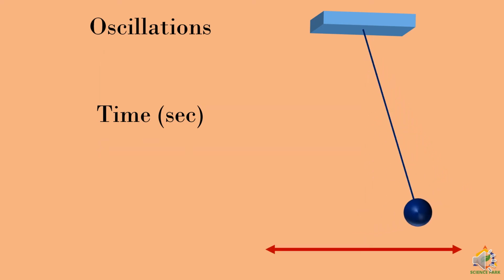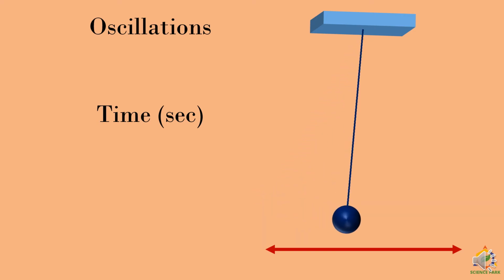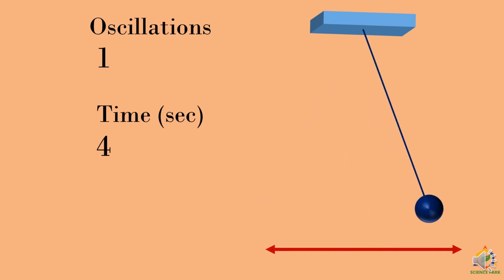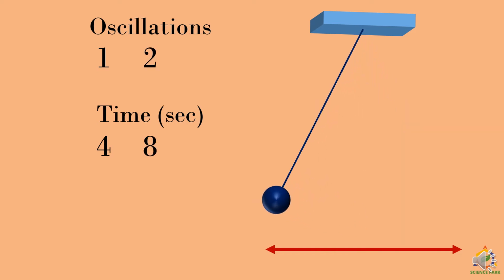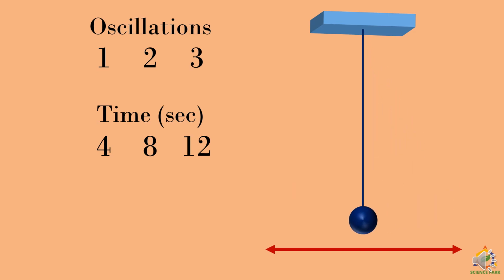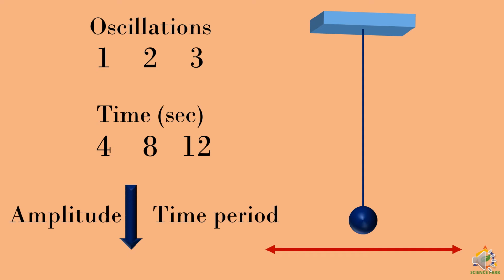So the amplitude is increased and we have started the oscillations. Again, for 1 oscillation it took 4 seconds. For 2 oscillations it took 8 seconds, and for 3 oscillations it took 12 seconds. So my dear friends, from this we come to know that by changing the amplitude, the time period doesn't change, right? So the change in amplitude makes no difference in the time period, right?